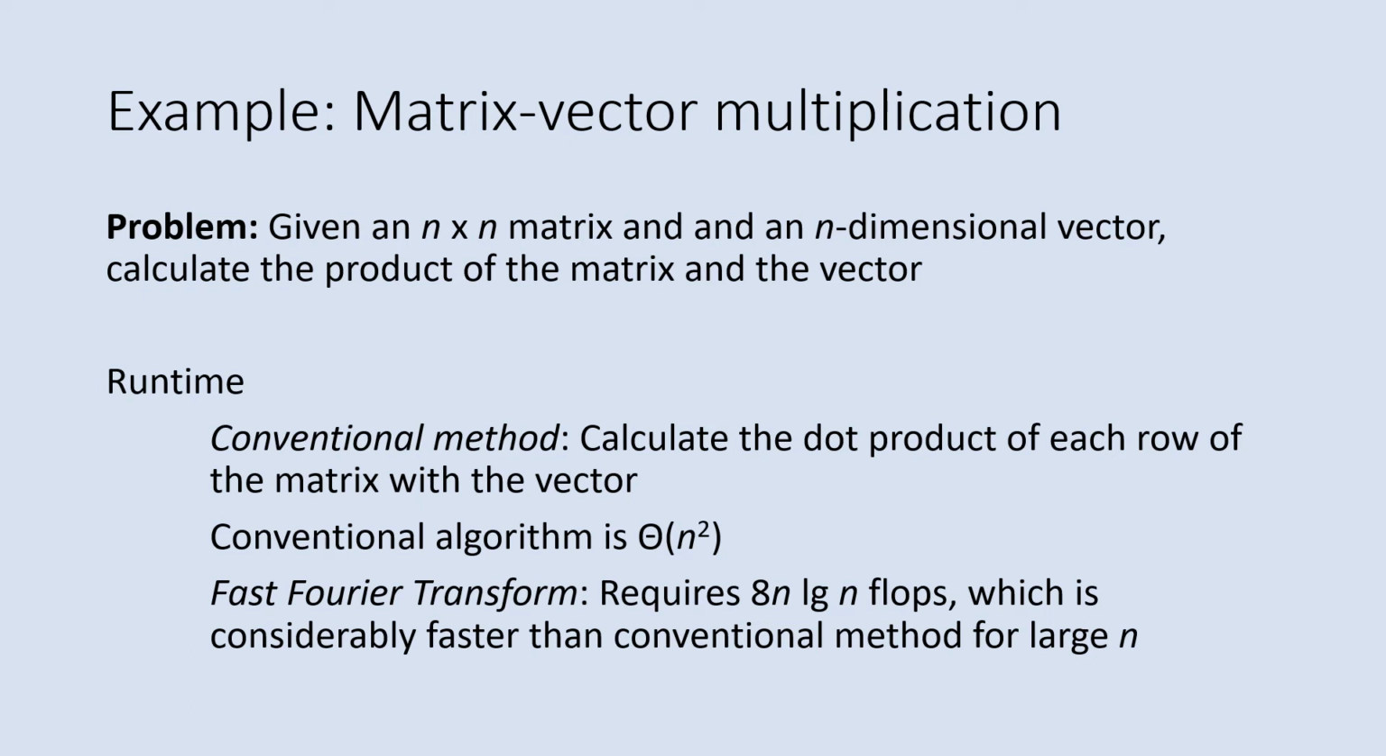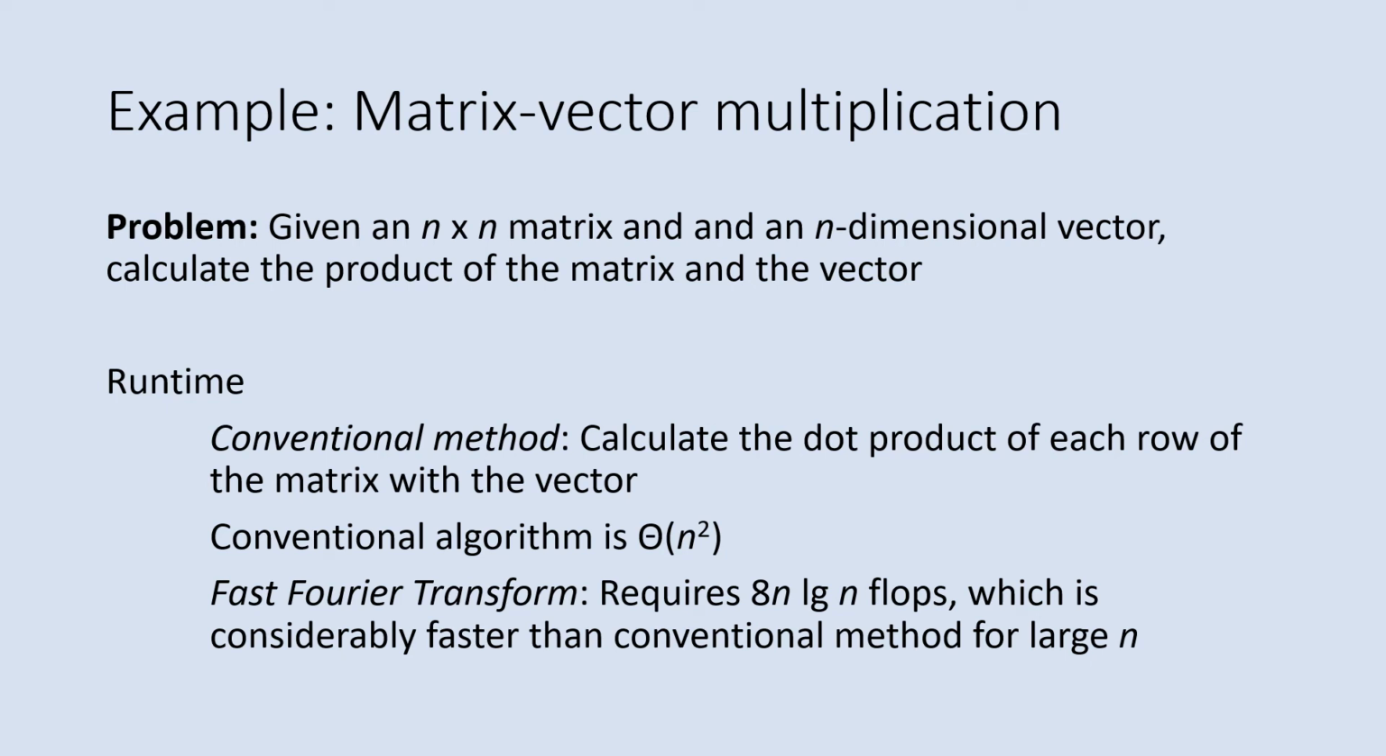There's another method called the fast Fourier transform, and some other methods as well, but I wanted to point this one out. It requires 8n times log n flops, which is considerably fewer calculations than the conventional method. At least when n gets big, it's considerably fewer.